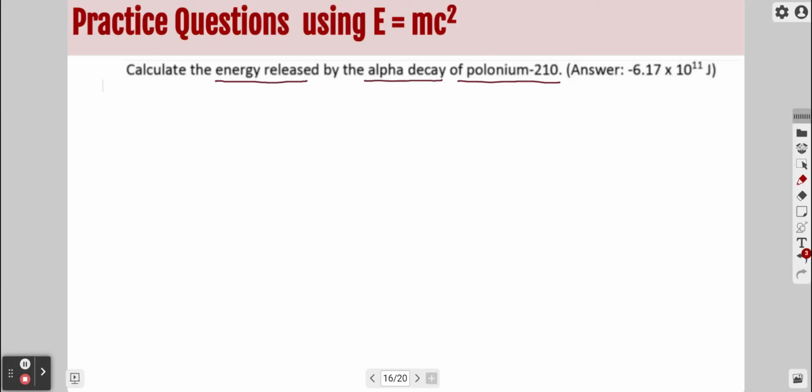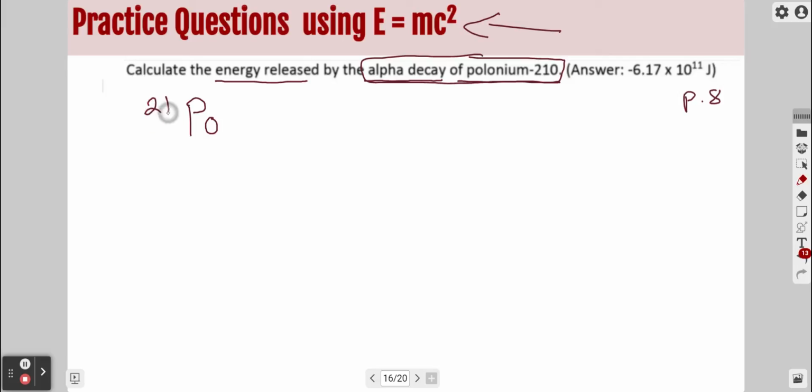Because they don't give us anything about the mass, we can't just hop to Einstein's formula because we don't know what the change in mass is. So we have to figure out what the change in mass is for this nuclear reaction. So let's write out polonium. Let's look that up on our periodic table. You can also find it on page 8. If you look up polonium-210, it'll give you the isotope notation. So polonium is Po, and it's 210, and the atomic number is 84. And it's going through alpha decay, which again is a helium atom.